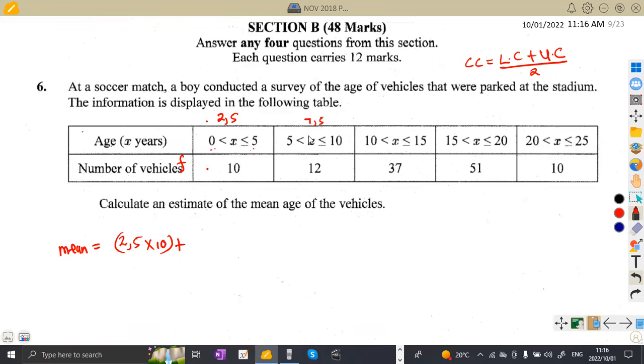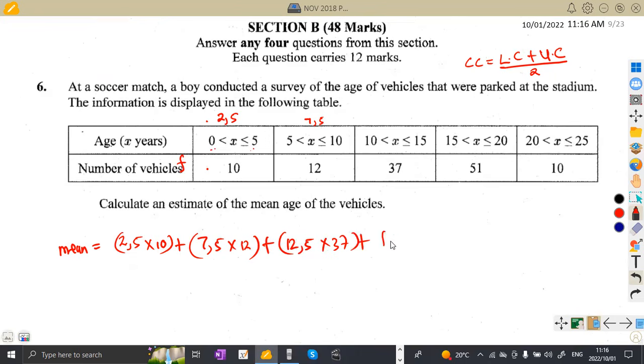So it's going to be the class center of 2,5 times the frequency of 10. Class, we move on from 5 to 10, it's 7,5. 7,5 times 12, which is the frequency. Guys, you do this up to the last one, 10 to 15, which is 12,5. You calculate properly. 12,5 times 37.